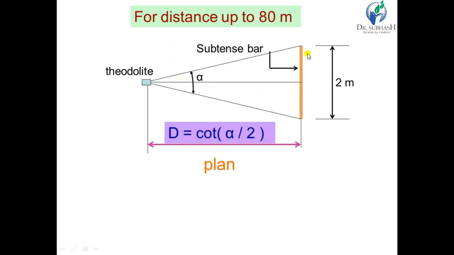For measurement with the subtense bar system, for measuring the distance, D is equal to cot alpha by 2, because the subtended angle is alpha. These pictures represent the top view, right? This does not represent the side view. This represents the top view. So we are working in the horizontal plane, not in a vertical plane.